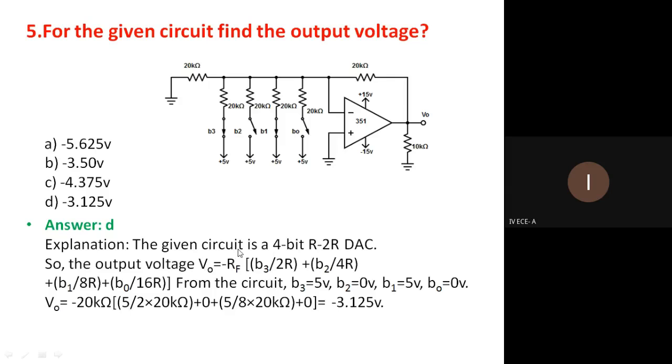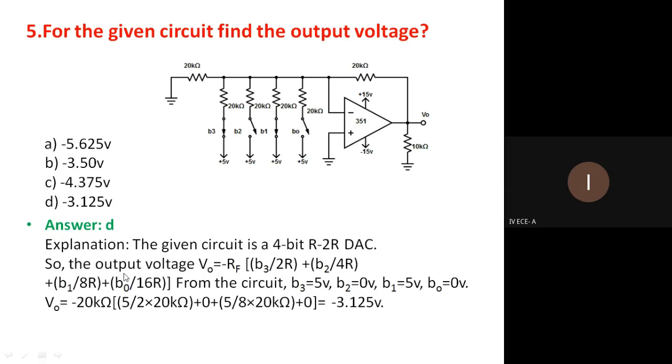To begin, we first have to identify which type of circuit it is. The given circuit is a 4-bit R to 2R digital to analog converter, right? So first we identify the type of circuit, then we write the formula, then we apply the values.